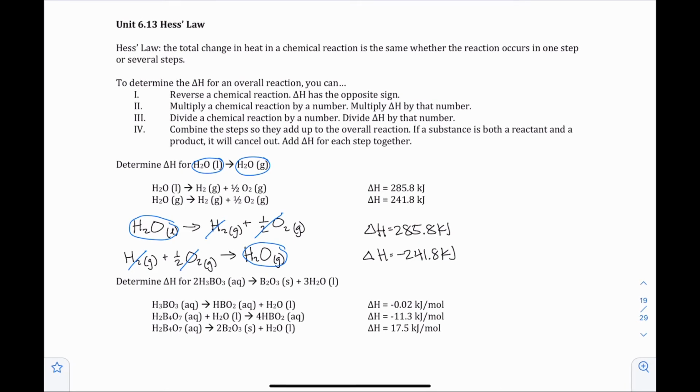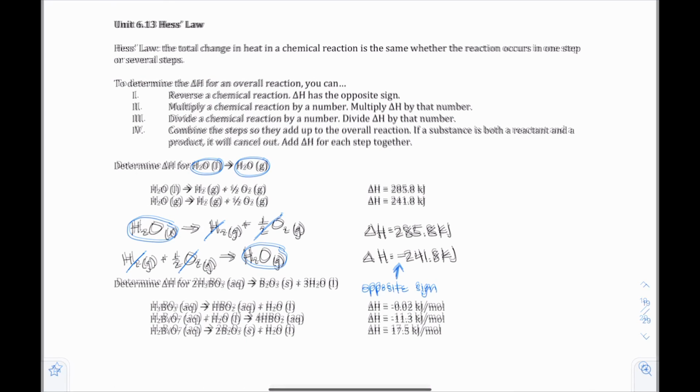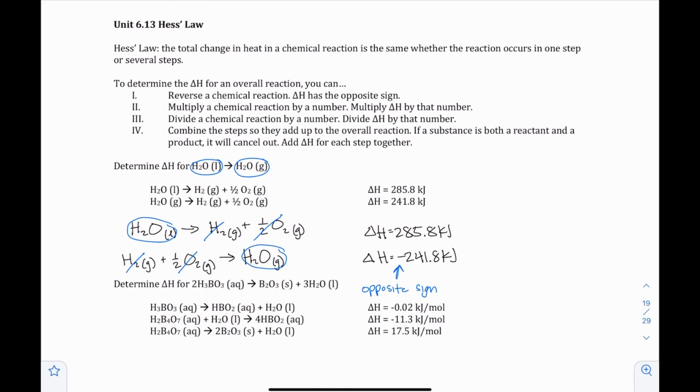Because I reversed the reaction, I need to use the opposite sign for delta H. Finally, add up delta H for each step to get the delta H for the overall reaction.